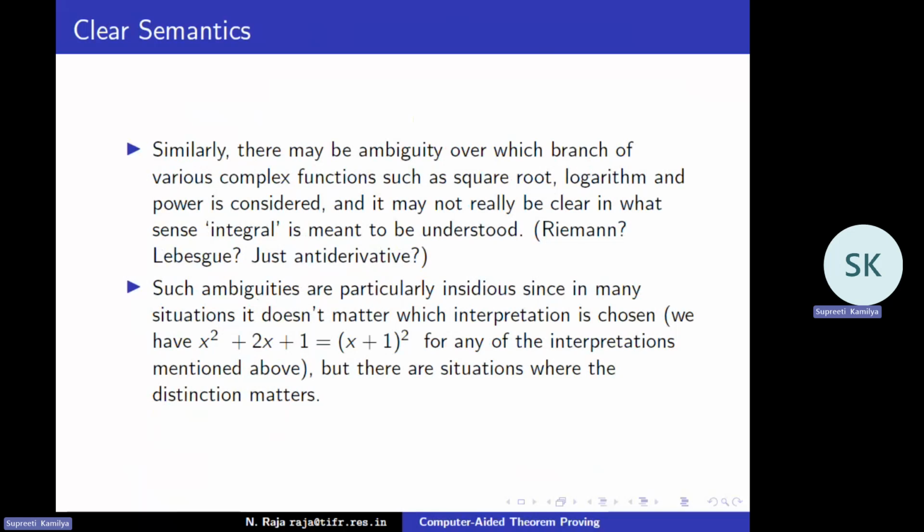Similarly, there is ambiguity over several complex functions such as square root and logarithm. It's not really clear in what sense the integral is meant. Is it a Riemann integral? Is it a Lebesgue integral? Is it just an antiderivative? It's never clear. Sometimes it doesn't matter which interpretation is chosen, but there are situations where these distinctions matter. If you're doing serious mathematics and non-trivial proofs, these differences are very crucial.